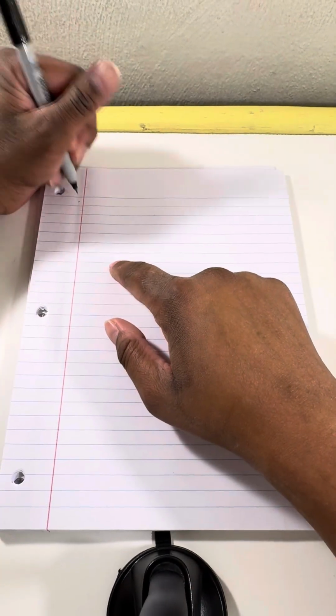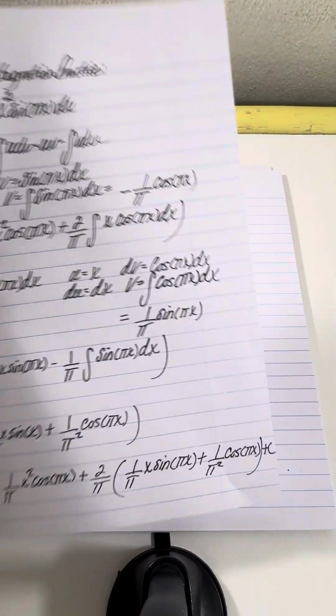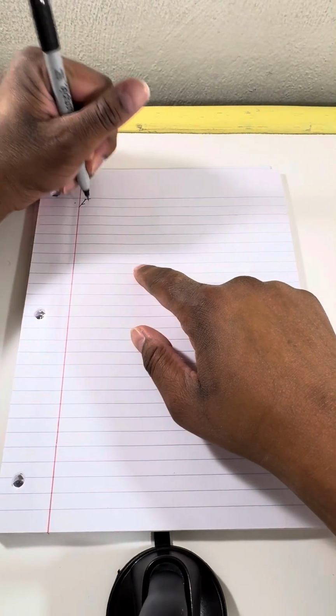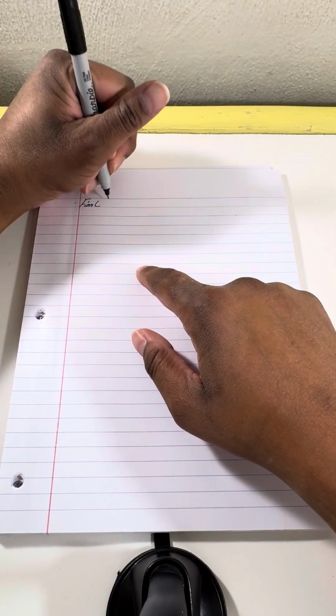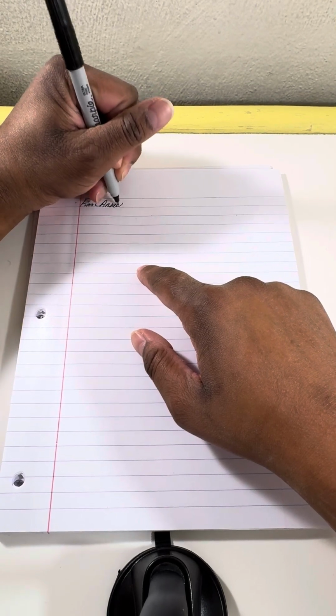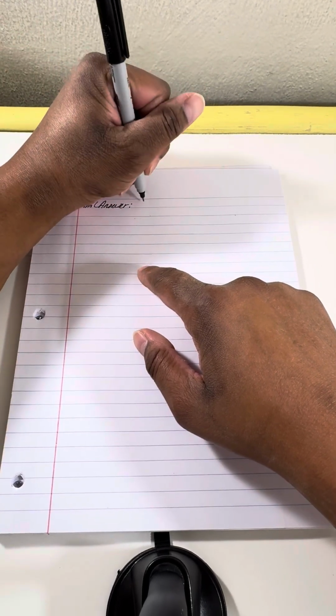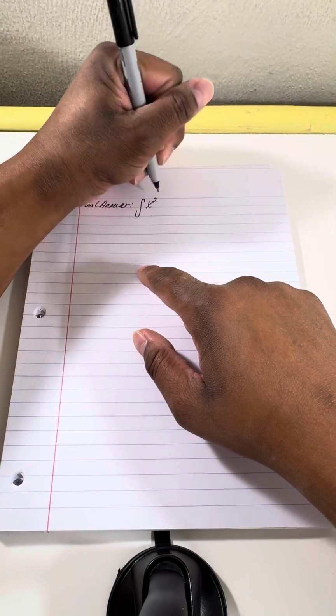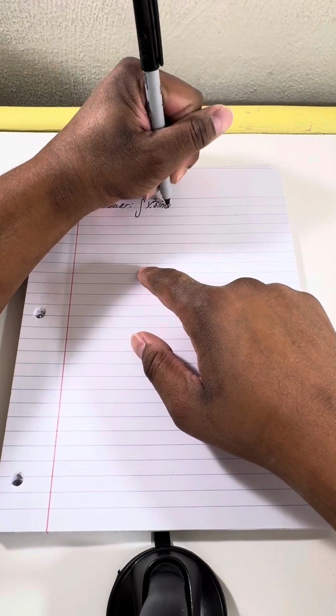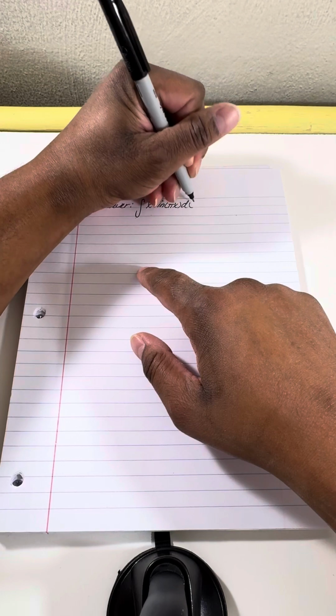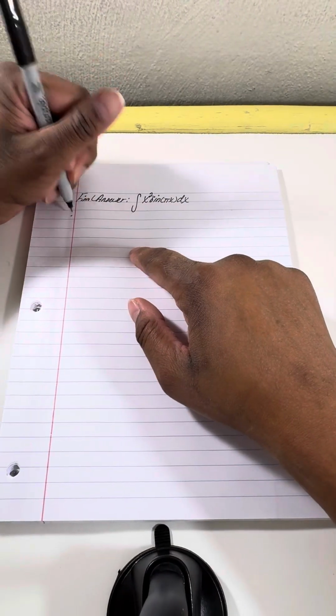To simplify, we just need to distribute that 2 over pi. So we'll distribute this here. I'll go ahead and write the final answer while we're doing that, just to save time. All right, so this is what we were dealing with initially. And again, I'm going to distribute the 2 over pi. So here's what your answer should be.